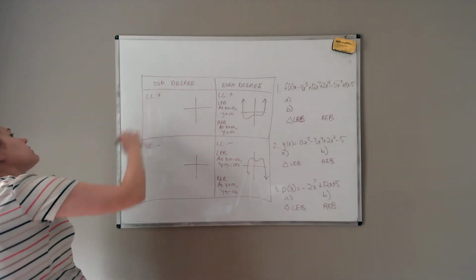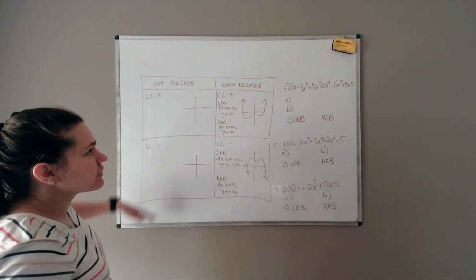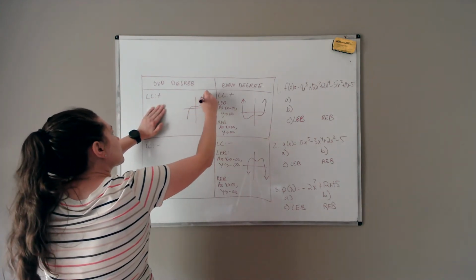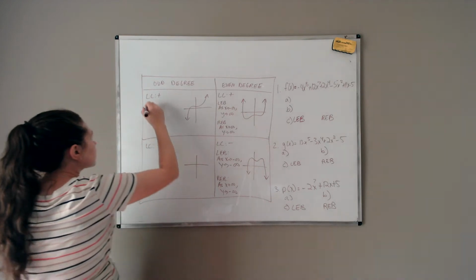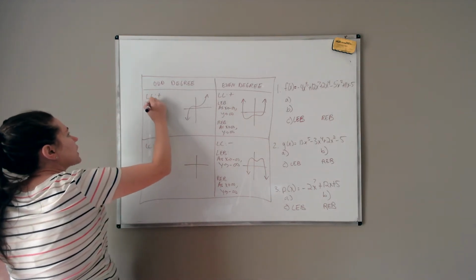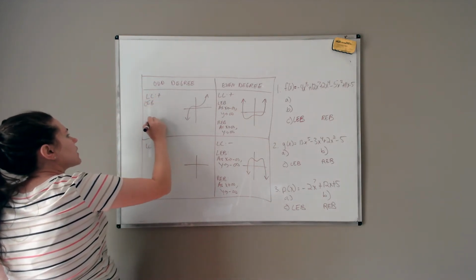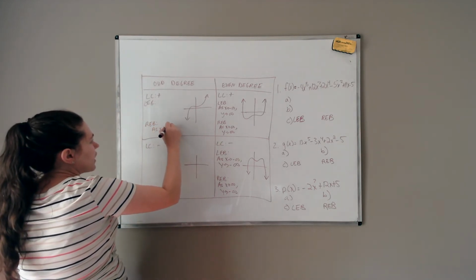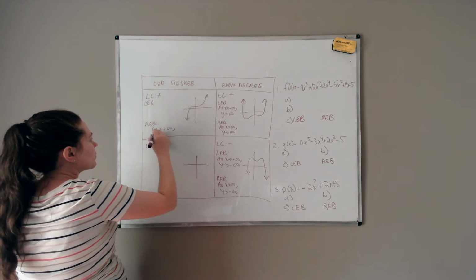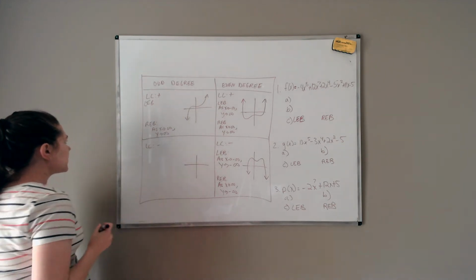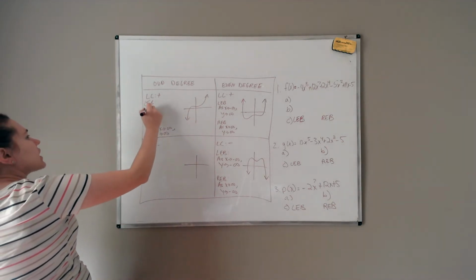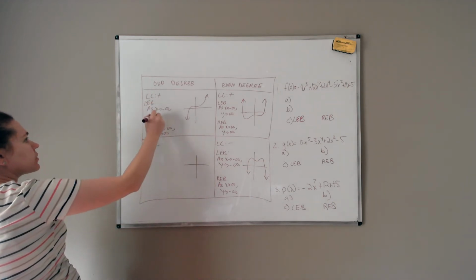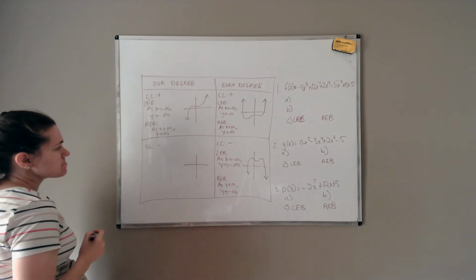Now, if it's an odd degree, your behaviors are going in opposite directions. If the leading coefficient is positive, then the right end is going up. So there's an example. Now we can write it out so that you have the proper notation for any polynomial that falls in this category. As x approaches positive infinity, what's y going to approach? Positive infinity. As x approaches negative infinity, your y is going to approach negative infinity.